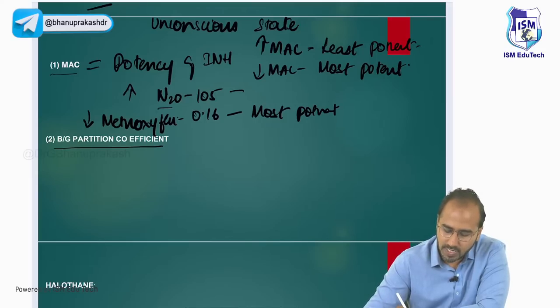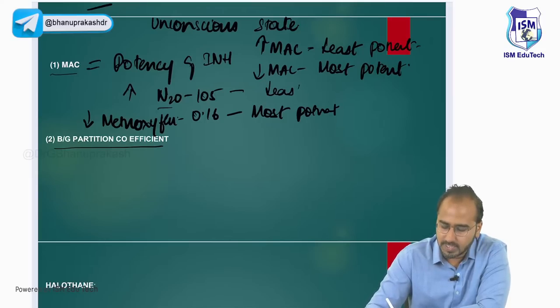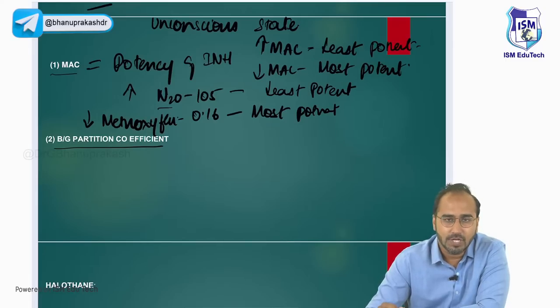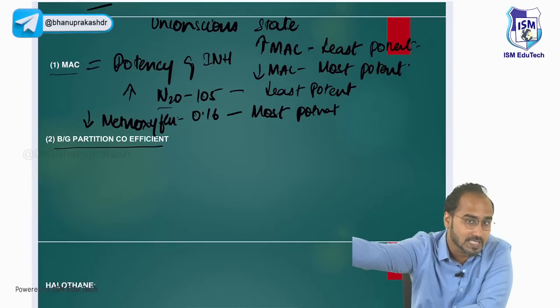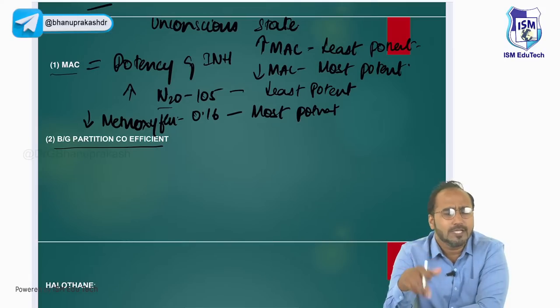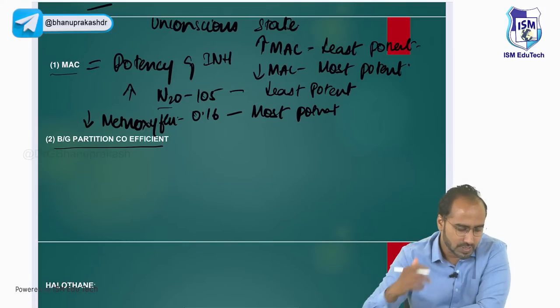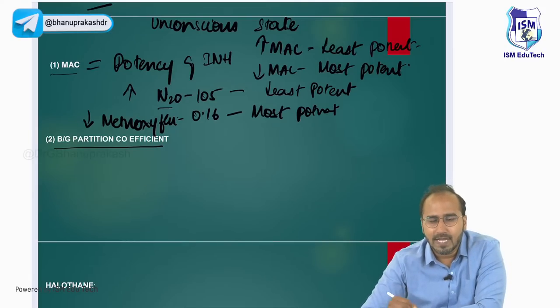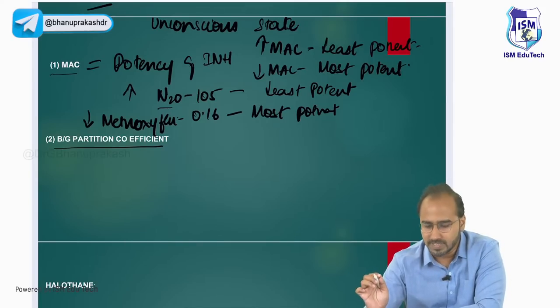Whereas nitrous is the least potent. 105 is the MAC value of nitrous, meaning a large amount of nitrous is needed to make the patient unconscious. Whereas with methoxyflurane, even a small amount will make the patient unconscious. So remember, guys, high MAC value, least potent. Low MAC value is highly potent.